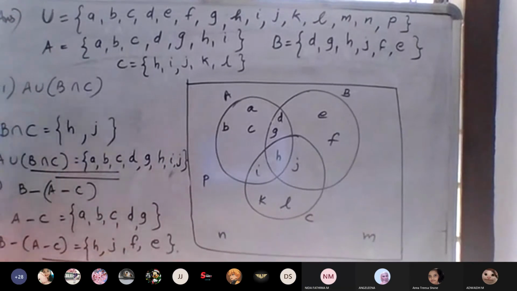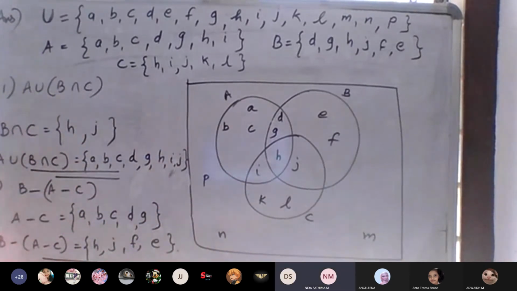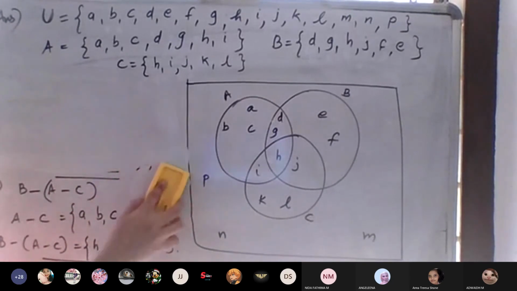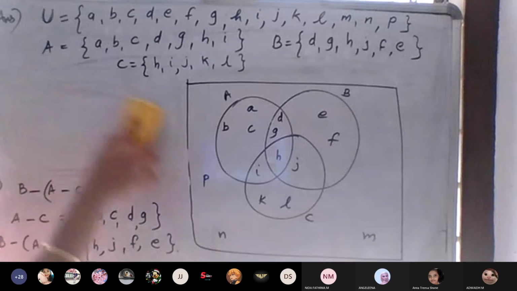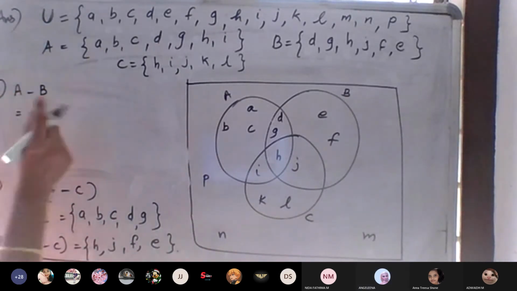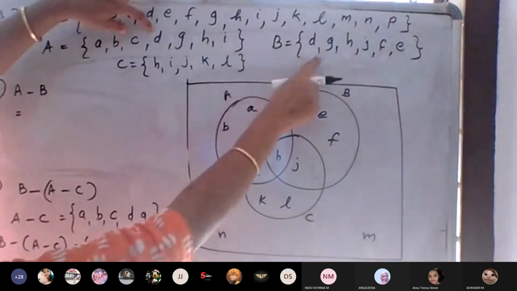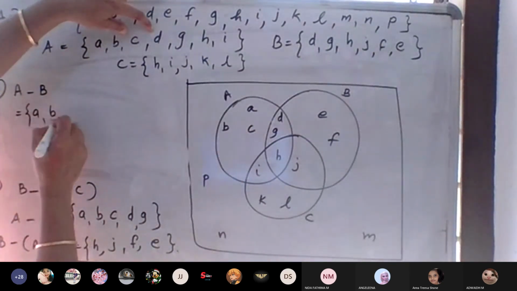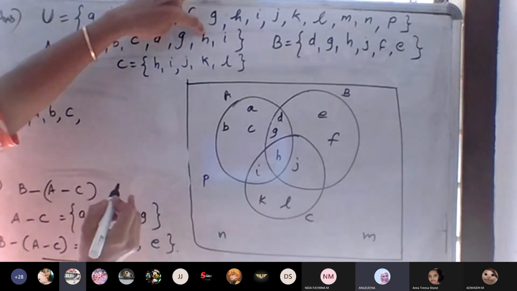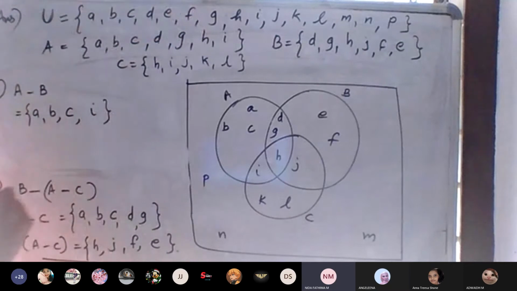Third one, A minus B. So think of A minus B. A, B, C, I. Then I only we need for A minus B. Right.